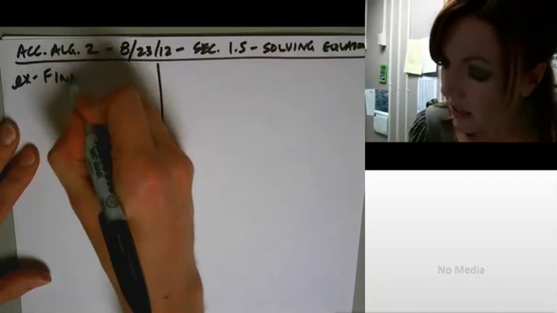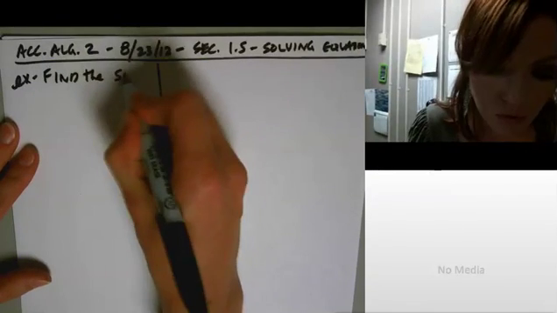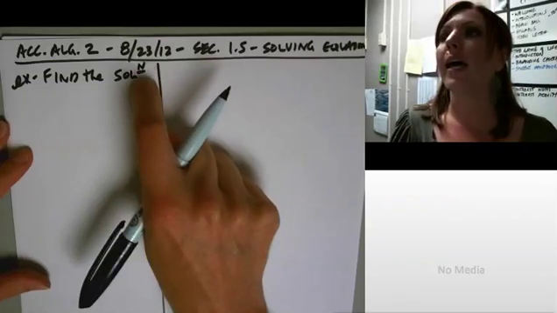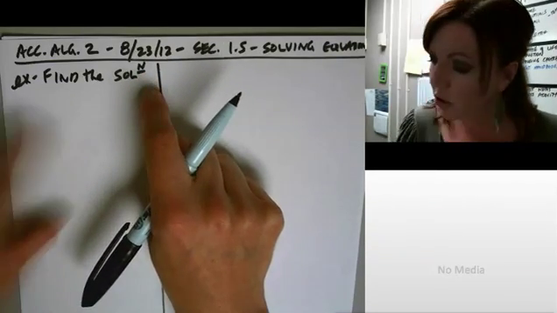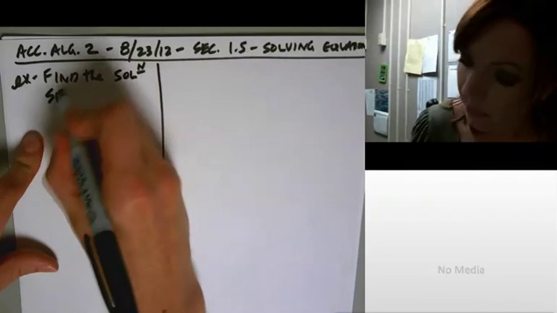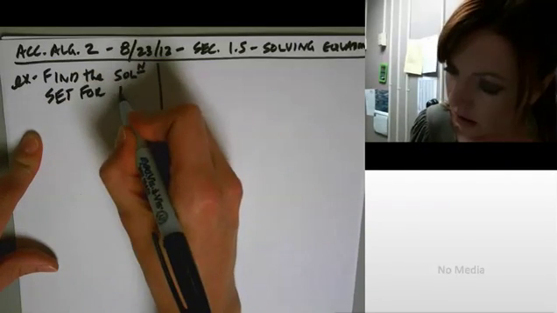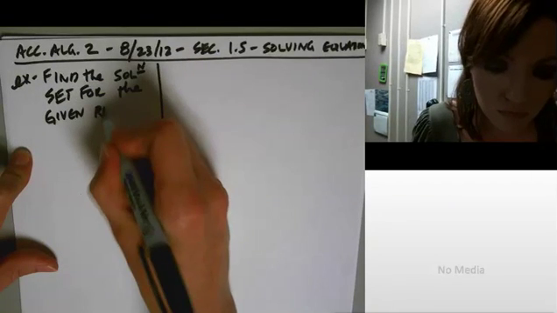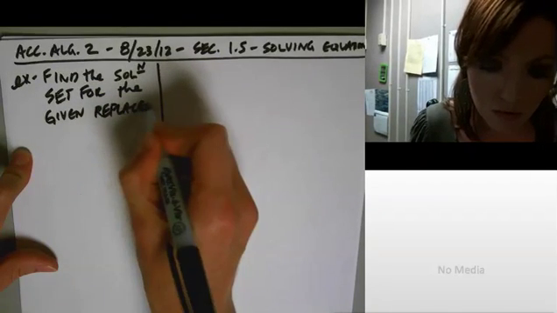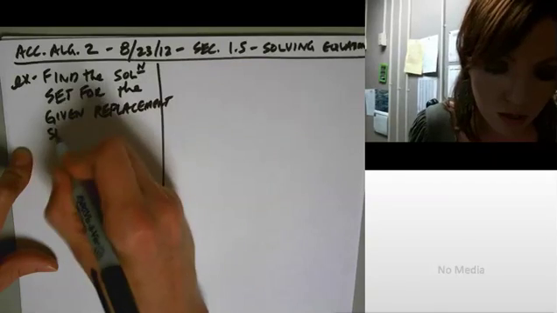So find the solution, SOLN with a small n, that's my abbreviation for solution. So find the solution set for the given replacement set. Okay.